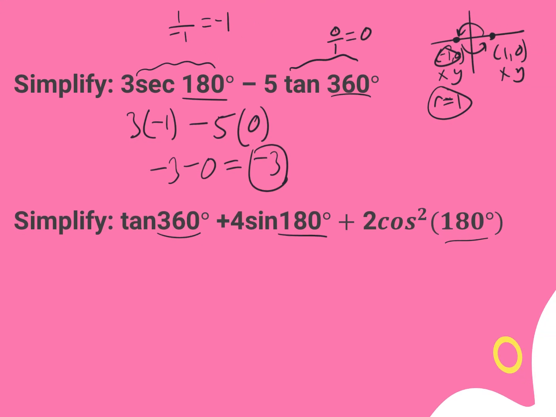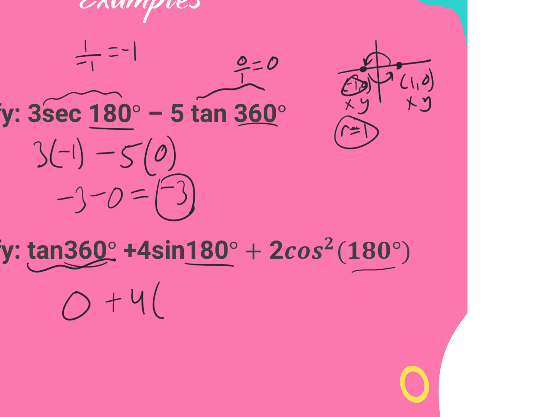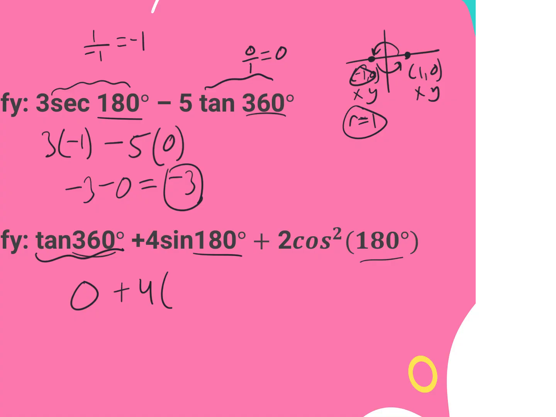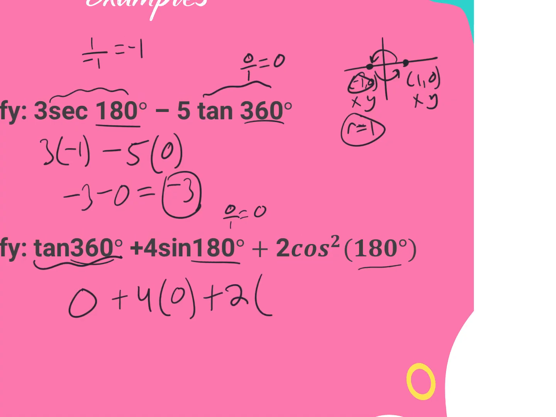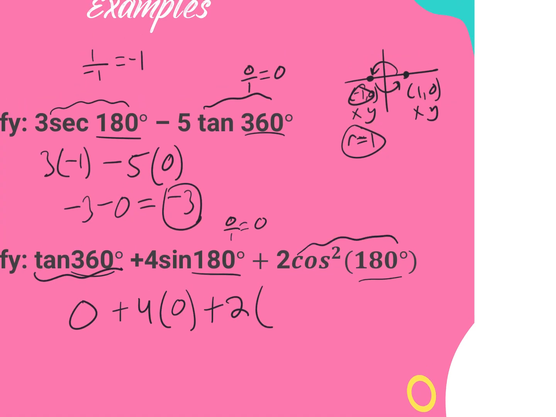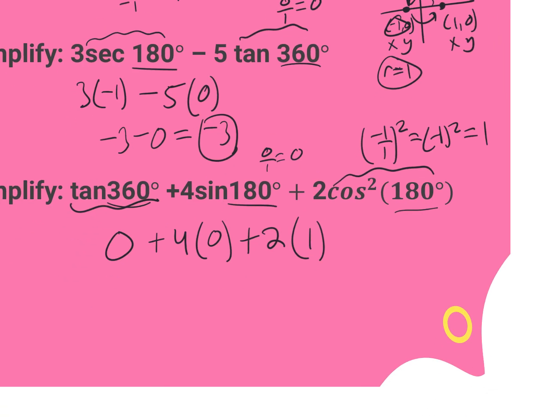All right, I can do the exact same thing with the next one. Tangent of 360 we just said is 0, plus 4 times sine of 180. Well, sine I know is y over r, and so this has to be 0 over 1, which is 0. So 4 times 0, and then plus 2 times cosine squared of 180. I know cosine has to be negative 1 over 1, and when I square it, I get negative 1 squared, which is 1. So I get 2 times 1. Simplifying this expression is just going to get you 2.